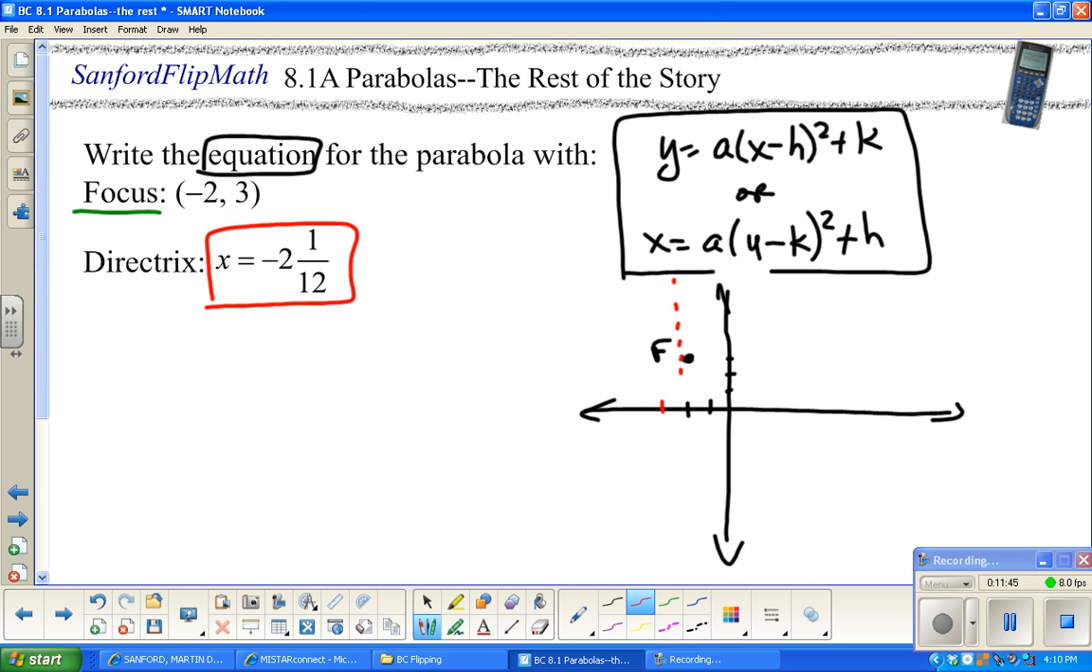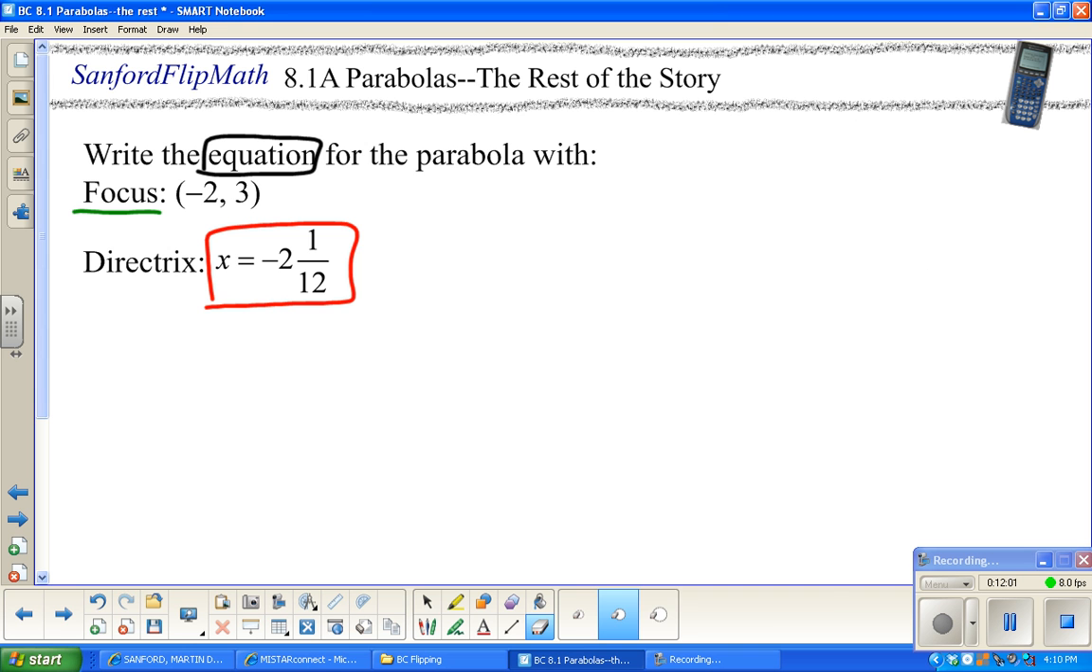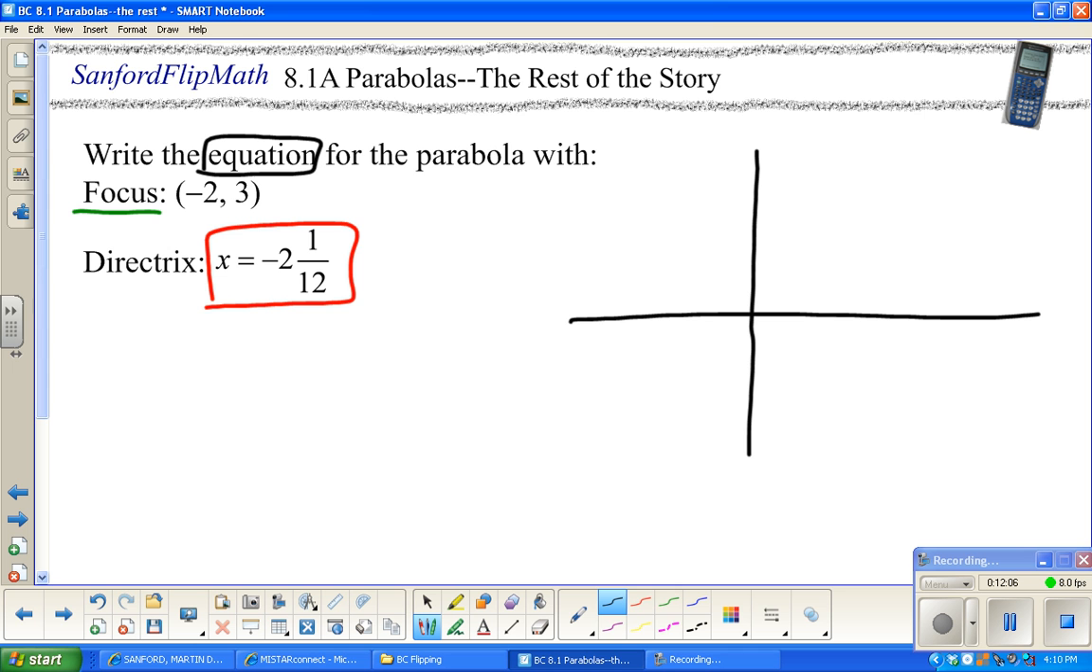So that means it's something like this. Okay, so this is the directrix. Now, I think that's a little tight to see what's going on. So I know you're taking notes, but I'm going to adjust this a little bit. It's going to look pretty much like it did. Just bear with me. I want to be able to see what's going on. Okay, so (-2, 3) would be here. And -2 and 1/12 is just going to be 1/12 to the left of that. And so this is my directrix.